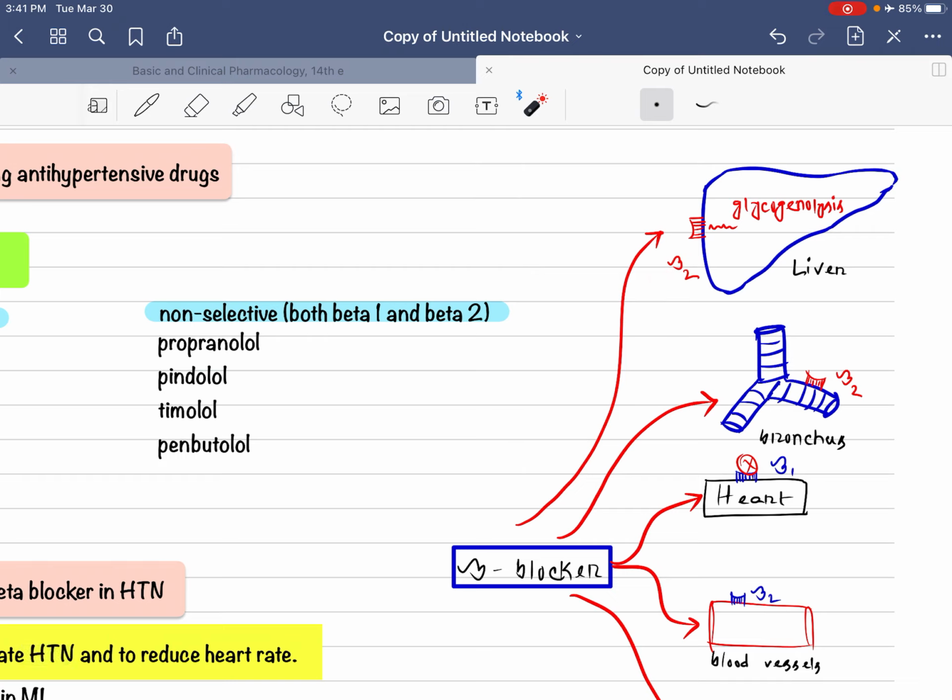And its adverse effect is that beta blocker also blocks the beta 2 receptors of your liver, which are important for glycogenolysis. That's why if we give beta blocker drugs to a diabetic patient, then that diabetic patient may suffer from unconsciousness due to hypoglycemia, unknown hypoglycemic shock.